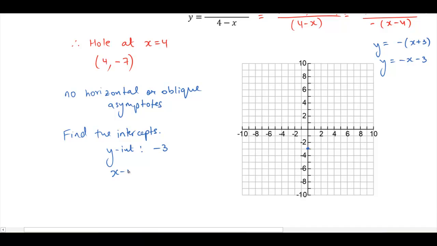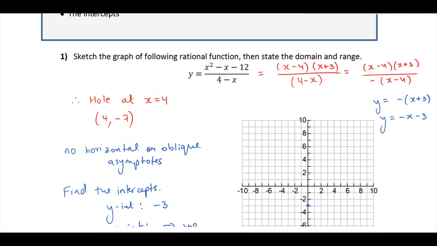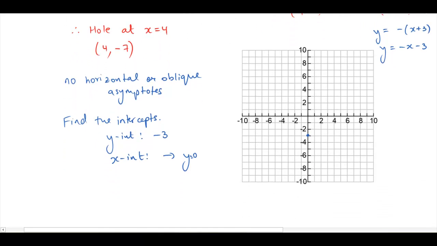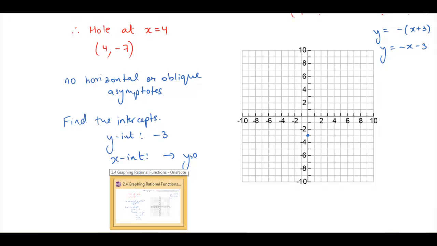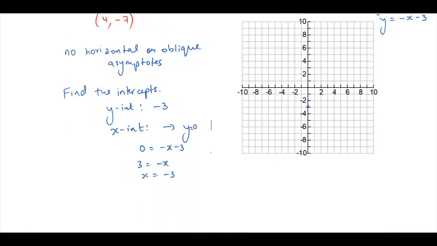For the x-intercept, I simply plug in y equals 0 and solve for x. Plugging in y equals 0, solving for x, I will do that to the original equation up there. Actually, it really wouldn't make a difference because the reduced form is going to give me the same thing. Plugging in y equals 0, solving for x, I get 0 equals negative x minus 3, 3 equals negative x, x equals negative 3. So I have an x-intercept at negative 3.